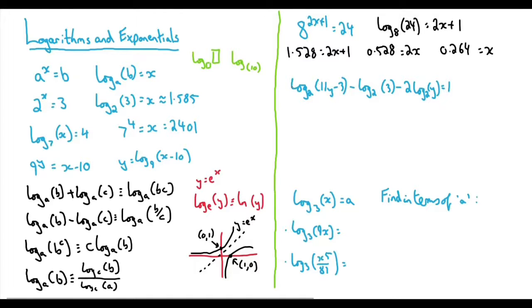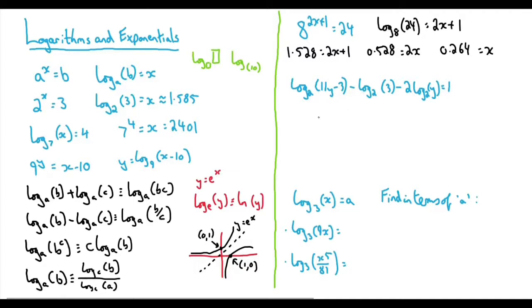Here, we have log base 2 of 11y minus 3, minus log base 2 of 3, minus 2 log base 2 of y, equals 1. Now, if we're going to solve for the y's here, we're ideally going to get a single logarithm term here. We can't undo the log like we have done in this example with the log base 7. If there's multiple log terms, you need to bring them together into a single one.